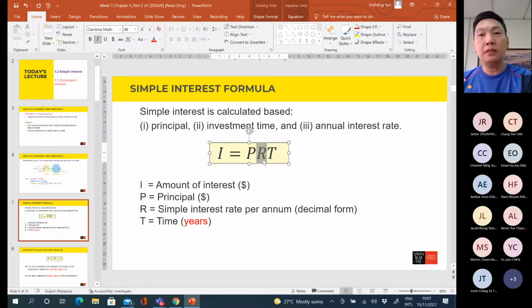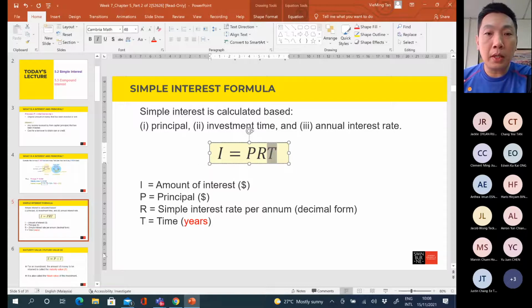The third factor is the duration of the investment, or the duration of the borrowing. This T is always in years. For this formula, remember, the T is in years. So the longer the investment period or the longer the borrowing period, the more interest will be charged. So in short, I is equal to P multiplied by R multiplied by T.